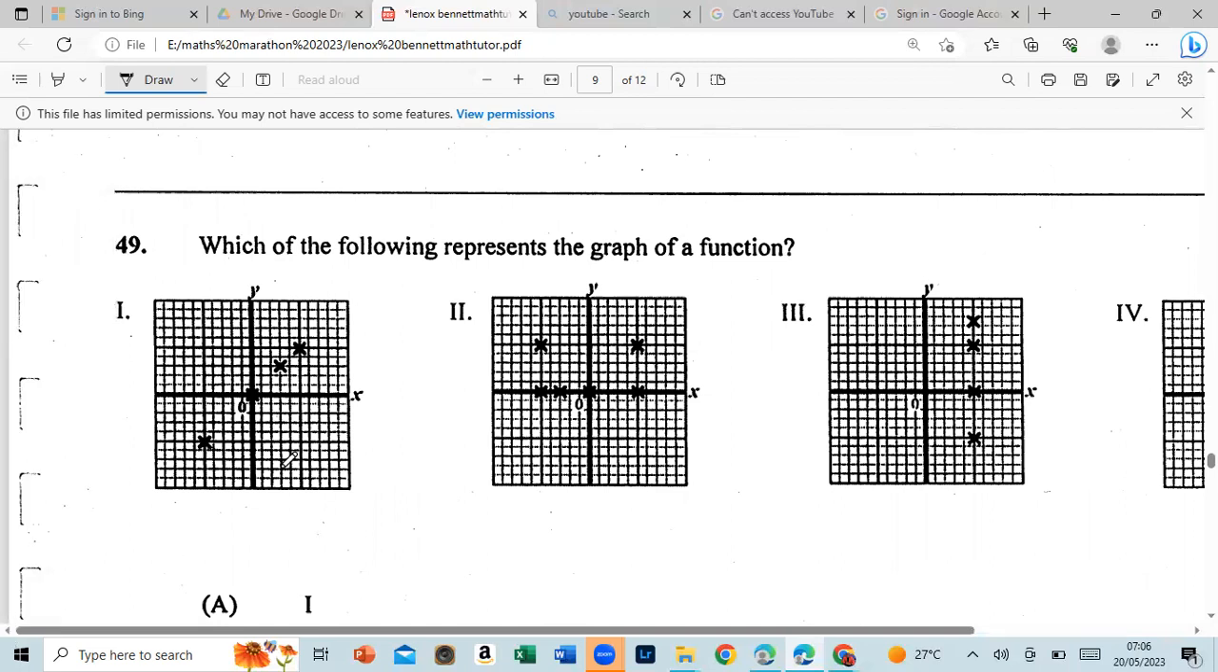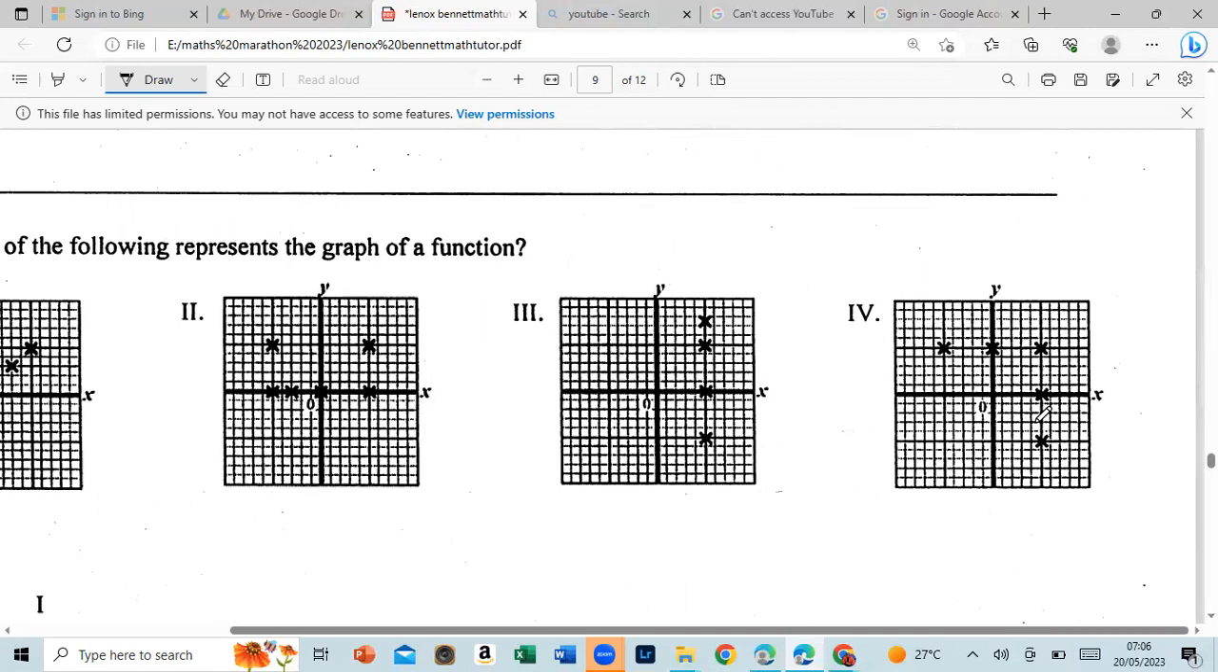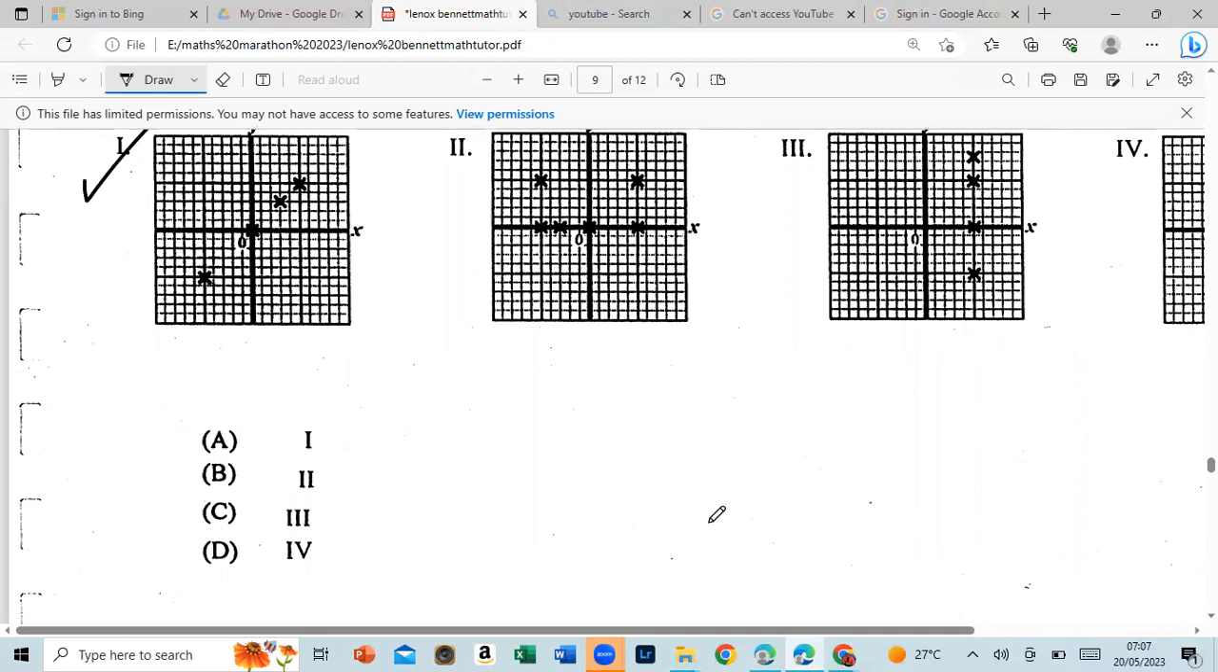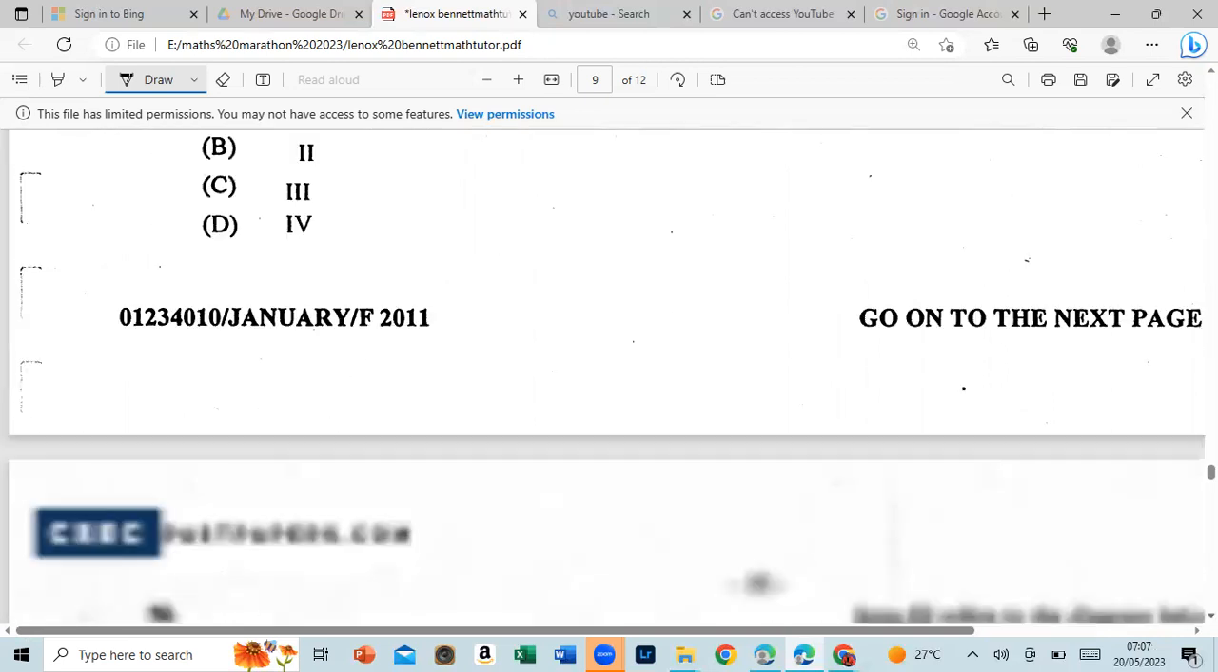Which of the following represents the graph of a function? Now, one x can only go to one y. So let's examine them. Definitely this is a function. Let's see what D says. One x can only go to one y. See it? Too many of them. For it to be a function, one x to one y. Think about one to one, right? So one x can only go to one y. Oh, so that's the option. Alright, let's go. Hit the like button.